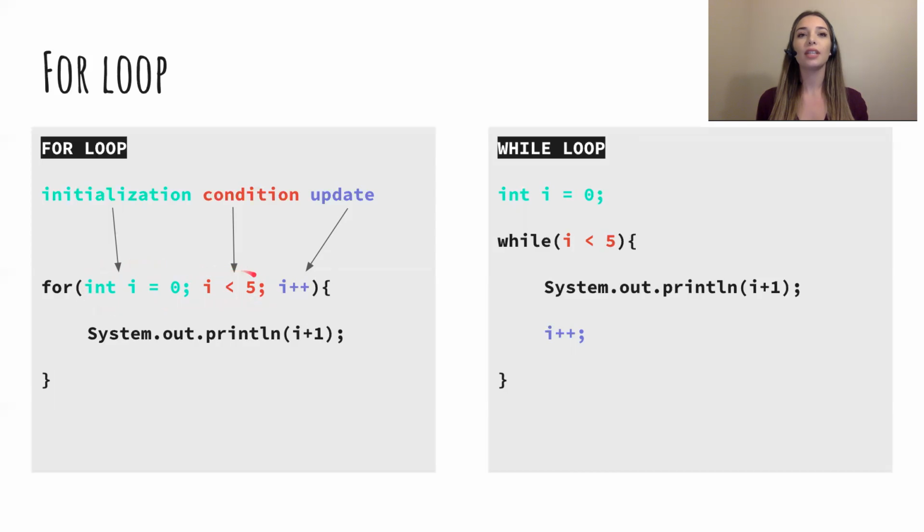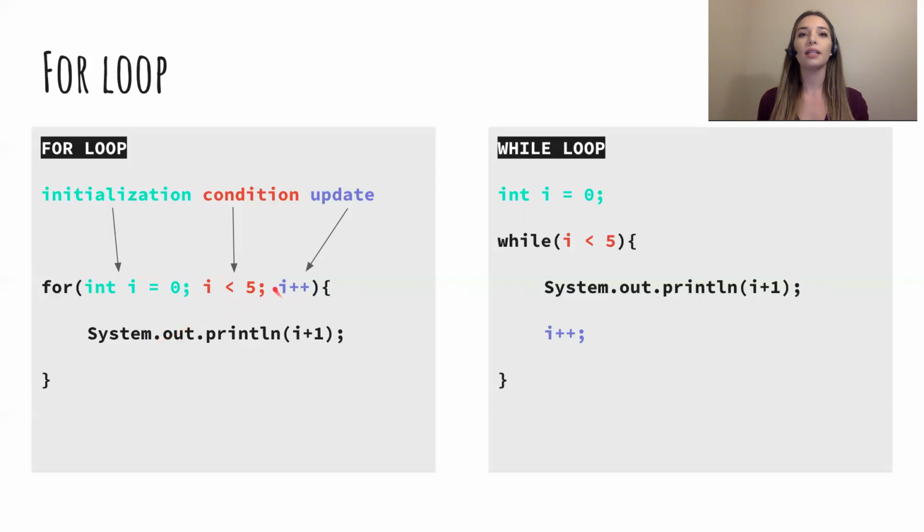So the condition is the part that's going to tell us whether or not to go into the code of the loop. So this is the same as the while condition. It's just checking whether or not something is true. If it's false, then we stop continuing to do the code in the loop.